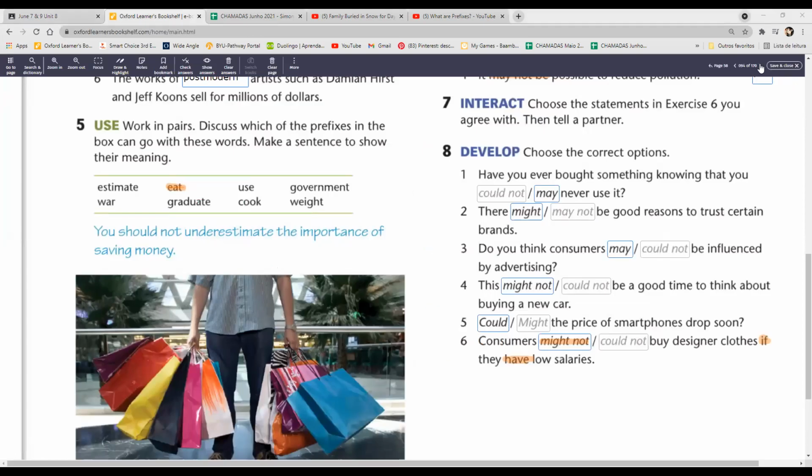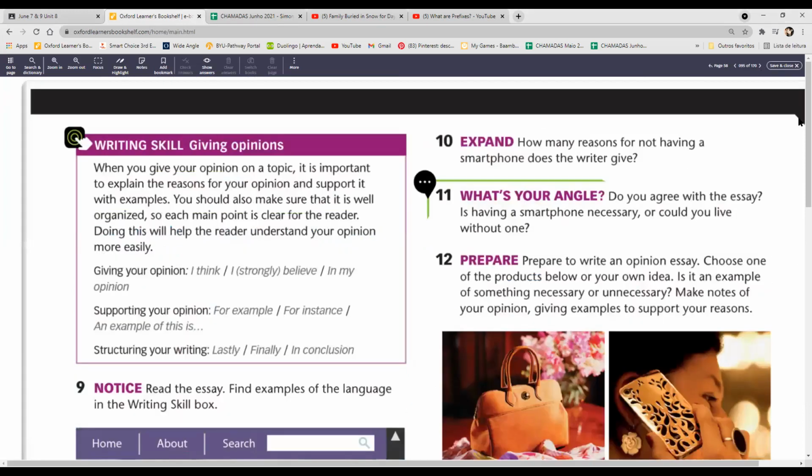Let's move now to page 95. Okay, here we are. This is the second topic for today, giving opinions. Actually, the third, right? Because the first one was on prefixes. So let's see, guys. When you give your opinion on a topic, it is important to explain the reasons for your opinion and support it with examples. You should also make sure that it is well organized, so each main point is clear for the reader.